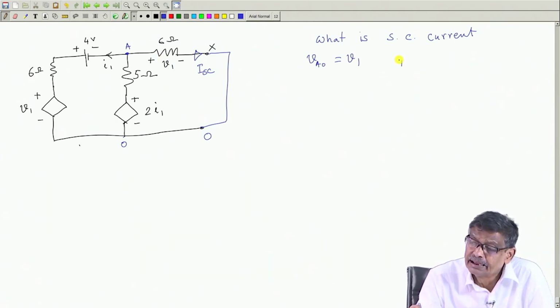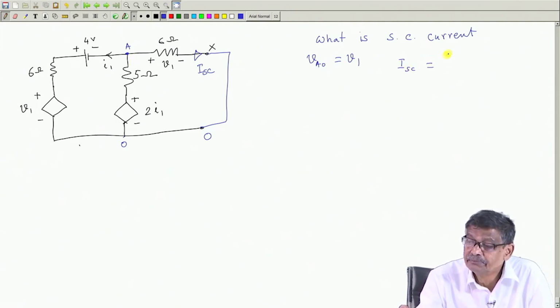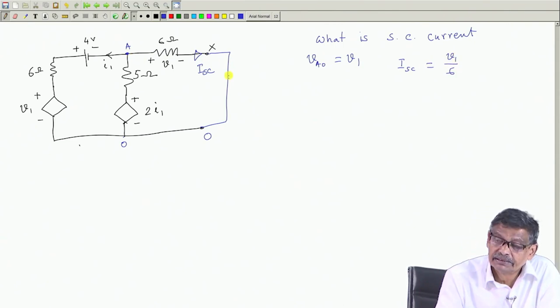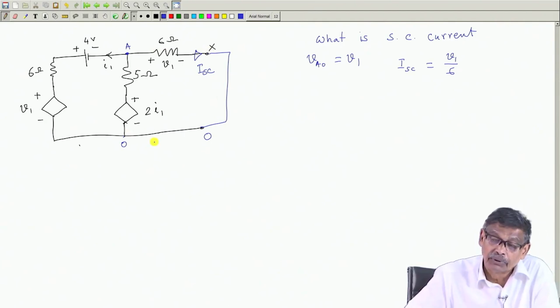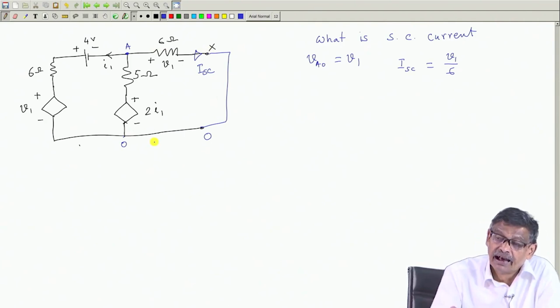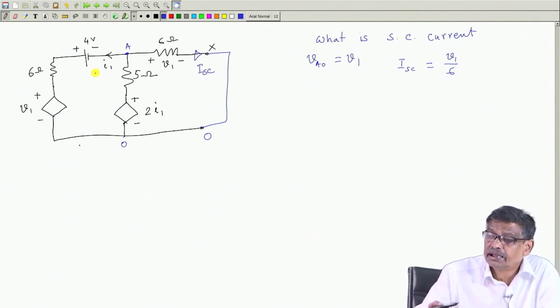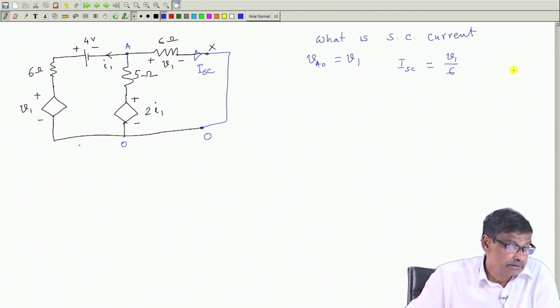Therefore, we can say that ISC, this current, is nothing but V1 by 6. V1 divided by 6 is this current. So, this is one equation. What are the unknowns in this case? ISC, V1 and I1, 3 unknowns are there. So, these two are related by this simple logic.